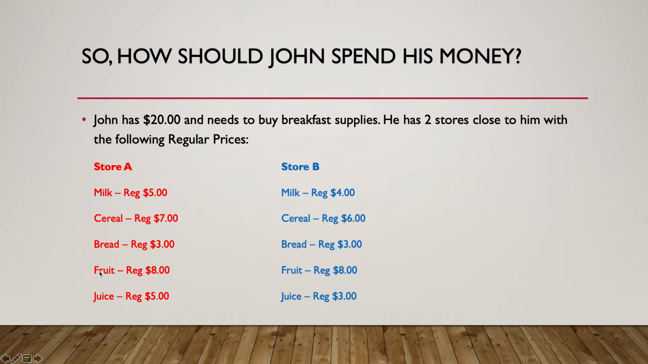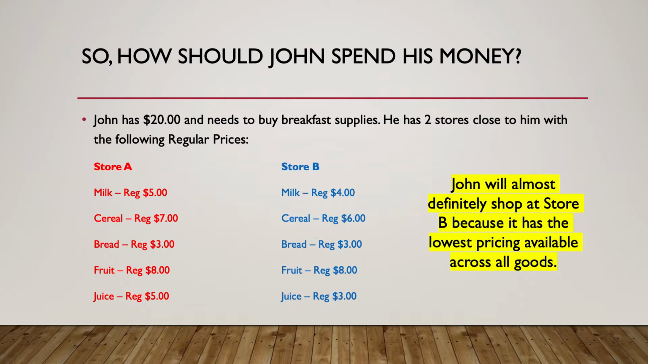Going down the list, fruit is the same price at both stores. There are some price differences here and there, but by and large, store A is actually more expensive than store B. So what is John going to do? John will most definitely shop at store B because it has the lowest pricing available across all goods. This is assuming that both stores are fairly close to each other, and John doesn't have to drive extra far to get to store B. If they're right next to each other, there's no reason John would shop at store A, given that he's able to get everything he needs at store B for a cheaper price.